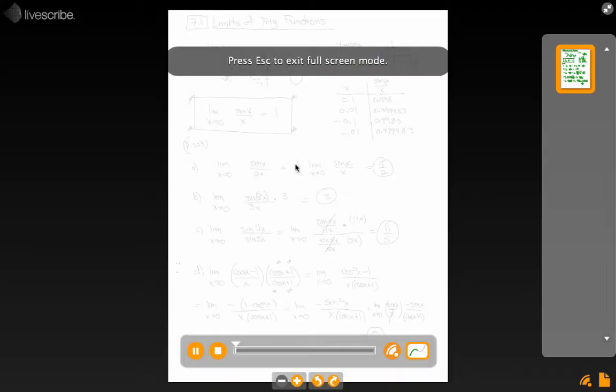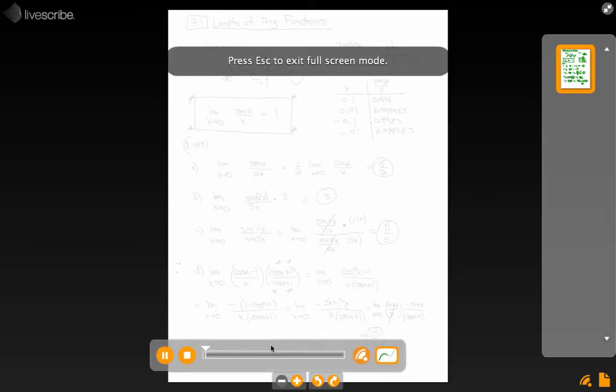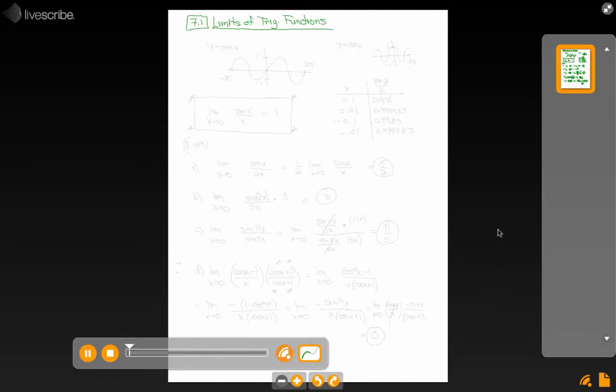This comes out of section 7.1, Limits of Trig Functions. In this section, our main limit is really the limit as x approaches 0 of sine x over x. Now, you can't just put in 0 there because you're going to have the 0 over 0 problem that we've run into a whole bunch of times. So we can put in some numbers and check to see.